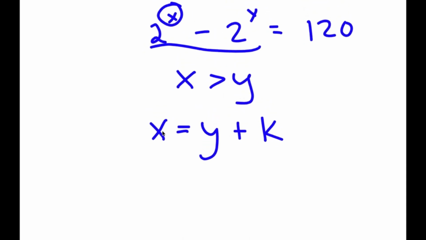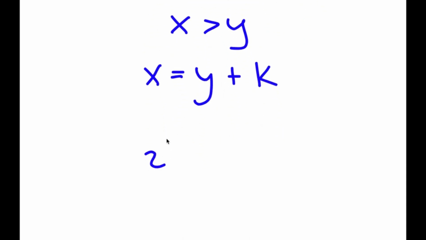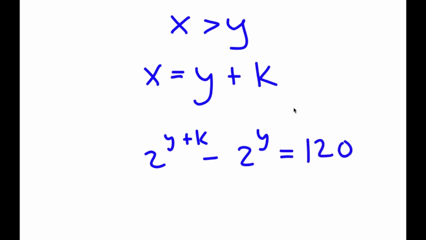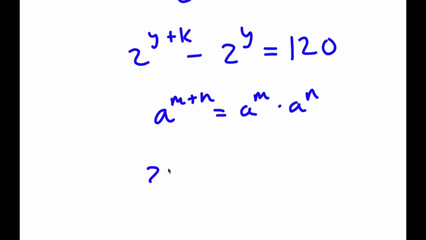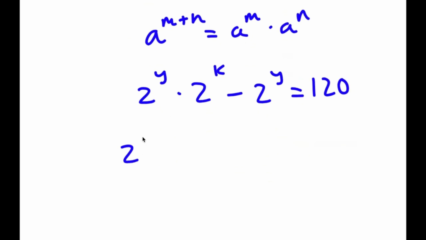So now, if I go ahead and replace x with y plus k, I get 2 to the power of y plus k minus 2 to the power of y is equal to 120. Now, if I have something in the form a to the power of m plus n, this is equal to a to the power of m times a to the power of n. So 2 to the power of y plus k, we write that as 2 to the power of y times 2 to the power of k. Now I have this minus 2 to the power of y is equal to 120. Now if I factor out 2 to the power of y, I get 2 to the power of y times 2 to the power of k minus 1 is equal to 120.